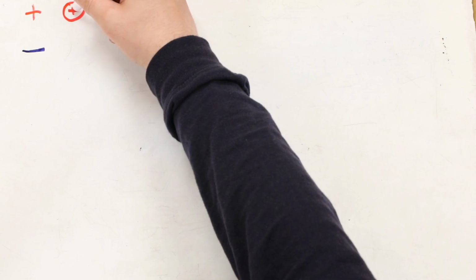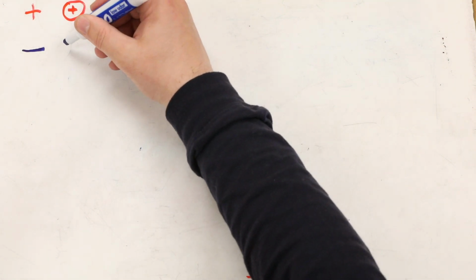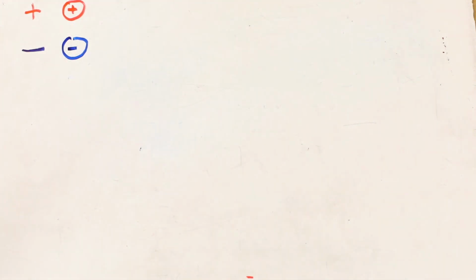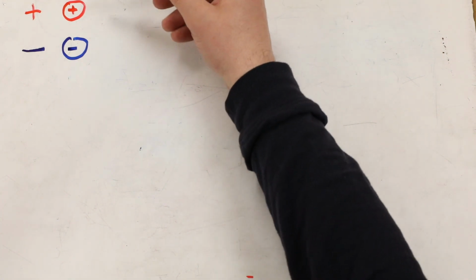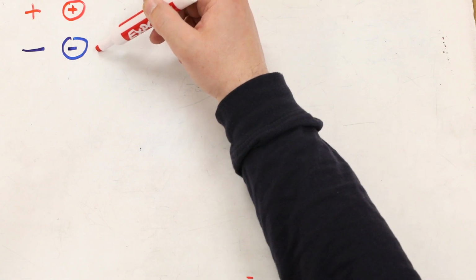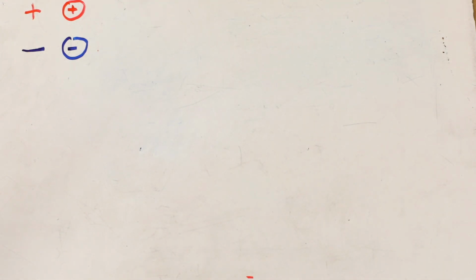So if I have a positive number, I'm going to represent it by a circle and a little positive sign in the middle. And if I have a negative integer, I'm going to represent it with a circle and a little negative in the center. And the same thing as before, a positive also represents a hot, and a negative also represents a cold.